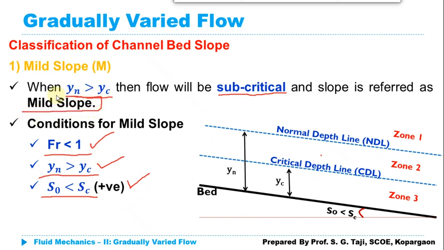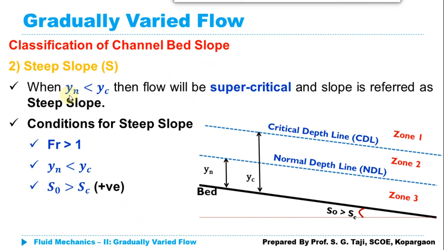These are the conditions for the mild slope, which can be represented in terms of the different zones. Here yn is greater than yc, so the topmost line is the normal depth line, and the next lower line is the critical depth line. Next, steep slope. When yn is less than yc, then the flow will be supercritical and the slope is said to be a steep slope.